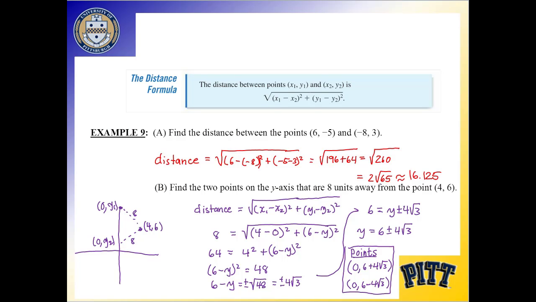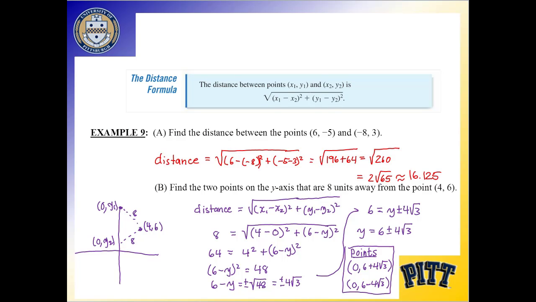I would then subtract 6 from both sides. Well, the way I did it here is I moved the y over and got 6 equals y plus or minus 4 times the square root of 3. And to get rid of plus or minus, I would do a minus or a plus, and essentially y is going to be 6 plus or minus 4 times the square root of 3. So those are my two answers. One of them is going to be 6 plus 4 times the square root of 3, and the other is going to be 6 minus 4 times the square root of 3.